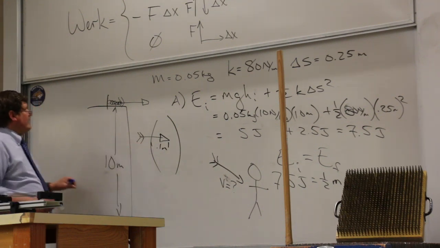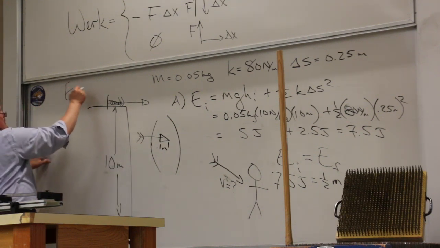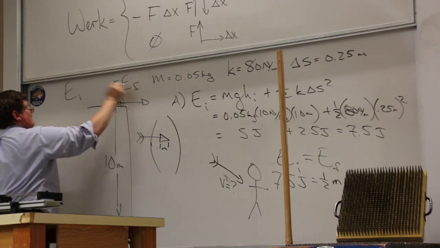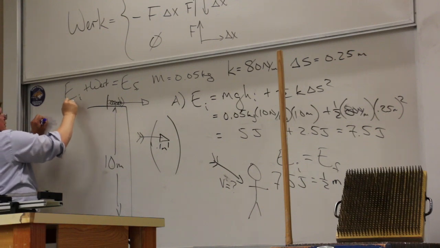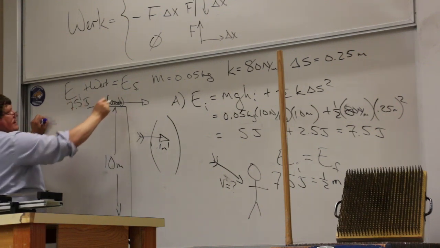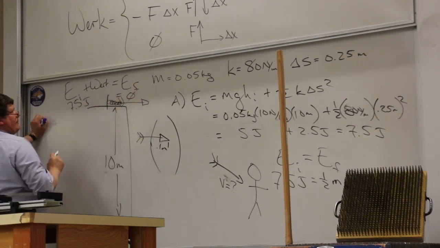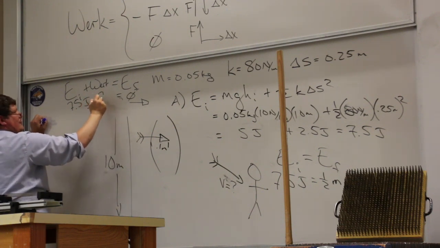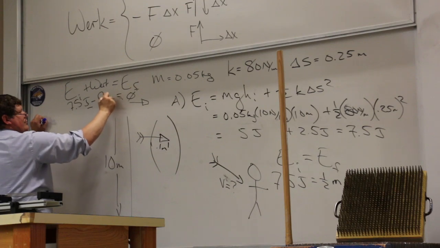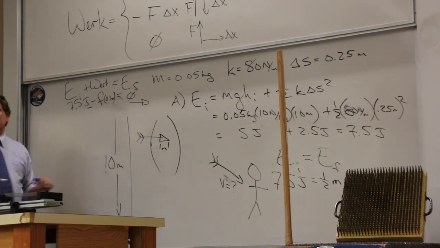Anyway, here we just use energy initial is equal to energy final, except when it's not. We've got 7.5 joules of energy. When it stops in his chest, we have 0. And that's not the same because there's a friction force doing negative work over a distance of 0.1 meters. And that gives me the friction force of 75 newtons.